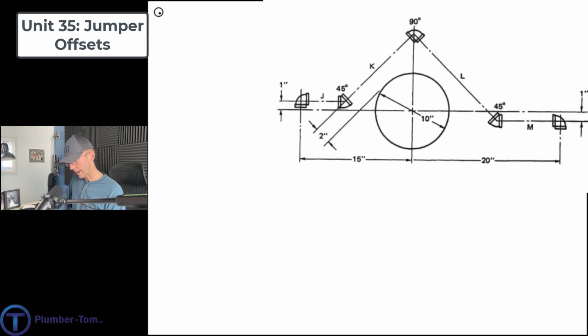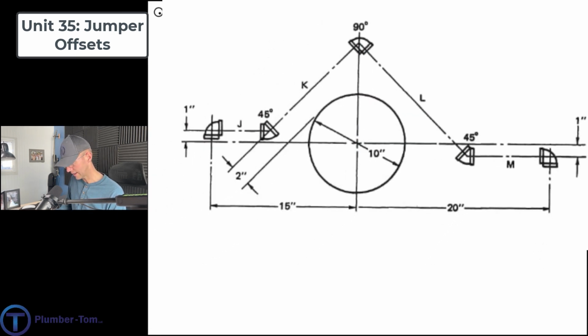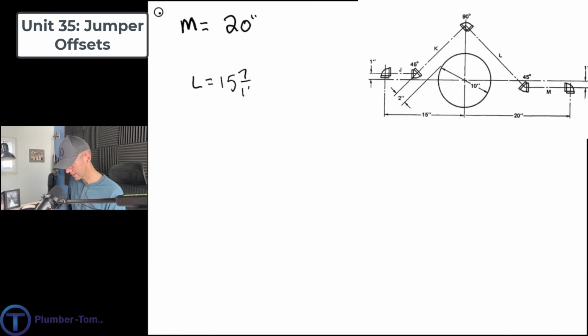All right, next let's figure out M. If you look across the bottom of the diagram, there are 20 inches from the center of the circle out to the center of the 90 on the far right side of M. M is the distance between the 45 and the 90. I need to know the missing distance between the 45 and the center of the circle. The overall is 20. I can use what I know from L, right? We figured out L is 15 and 7/16.